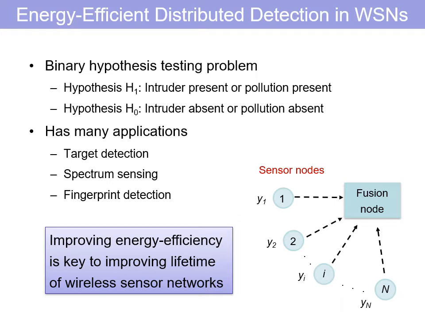Now, since we're looking at wireless sensor networks, an important consideration in these networks is energy efficiency. It's important to have protocols that are as energy efficient as possible, because it's only improved energy efficiency that leads to an improved lifetime, and a long lifetime is very critical to make wireless sensor networks practicable.